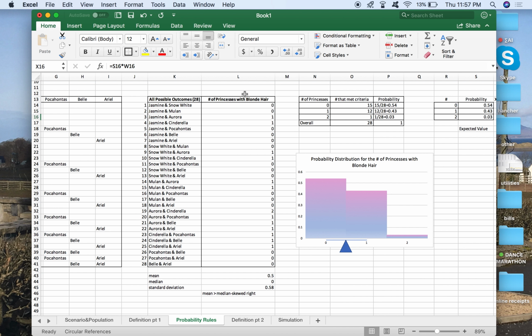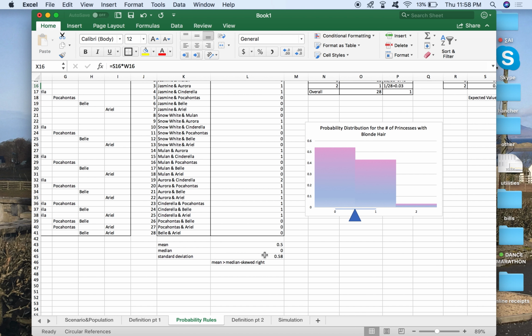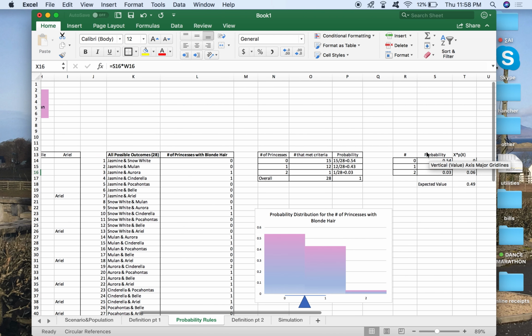So what I wanted to look at was the number of princesses with blonde hair. I went through and found the number of each, and then found the mean, median, and standard deviation of each of those. So the median was 0, the mean was 0.5, and the standard deviation was 0.58. The mean is bigger than the median, so it's skewed right, and you can see the peak over here.